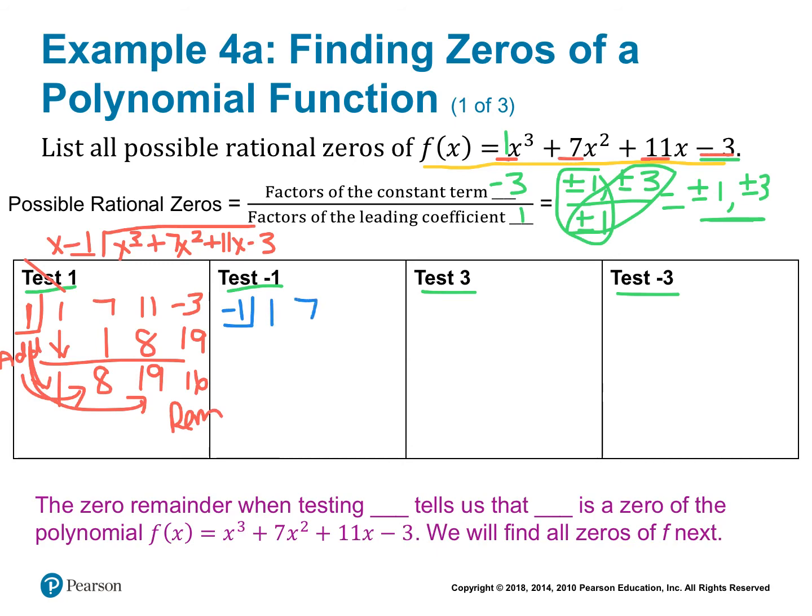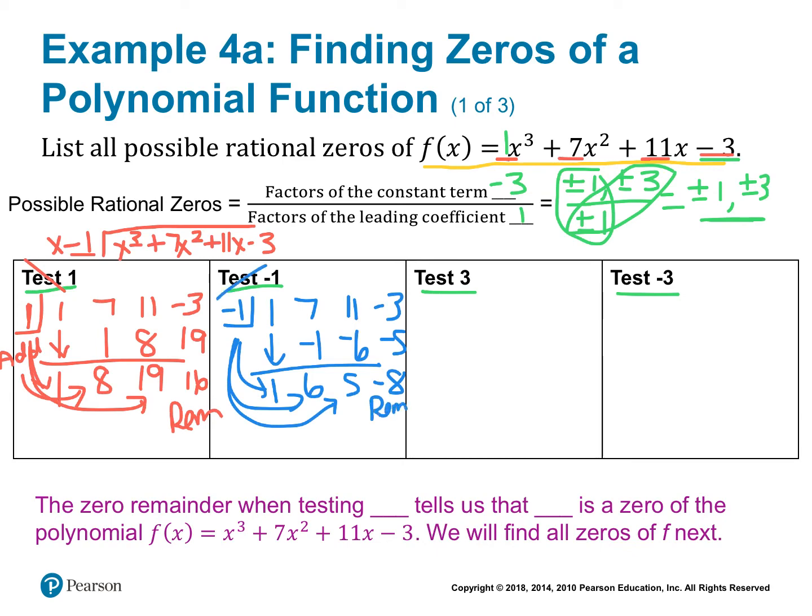Into the same division problem. Bring down the 1. -1 times 1 is -1. Add. -1 times 6 is -6. Add. -1 times 5 is -5. Add to get -8. So that does not have a 0 remainder. It's a -8 remainder. So that one would not be a 0.